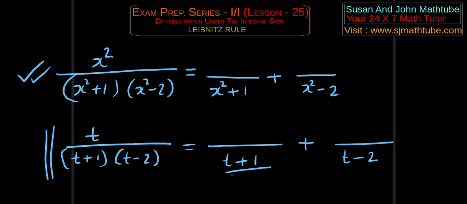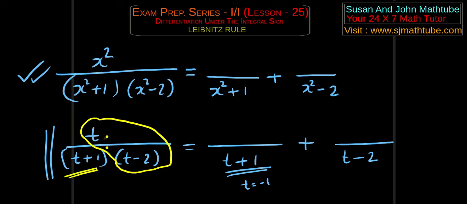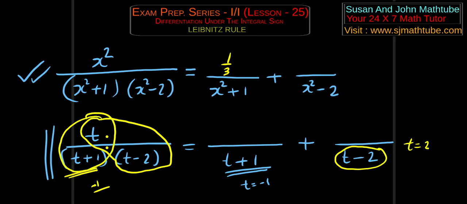So now tell me, when will this become 0? When t equal to minus 1. So I plug in t equal to minus 1 everywhere other than this. So that will be minus 1 by minus 3, that is 1 by 3. I will write the answer here, not here. I don't care about this. Okay, now tell me, when will t minus 2 become 0? Of course, when t equal to 2. And I plug in everywhere other than this.